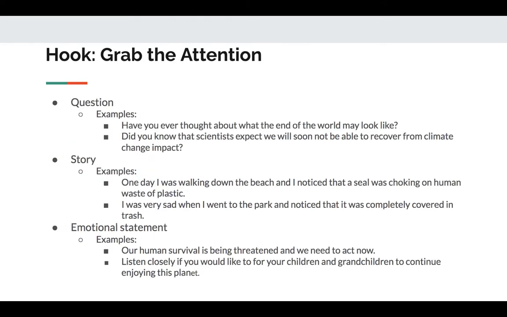All right, so first, a hook. Remember, the purpose of the hook is to grab the attention. And like I said, it has to be the very first sentence in your essay. And that is the way that you'll be able to hopefully engage your reader all the way through your essay. So I do have 3 ways in which you can write a hook, which is in the form of a question, in the form of a story, and in the form of an emotional statement. And you'll see how they kind of overlap. I'll explain that in a bit.